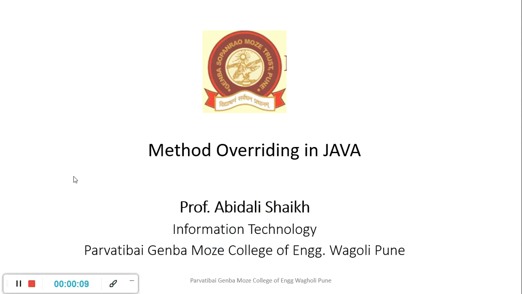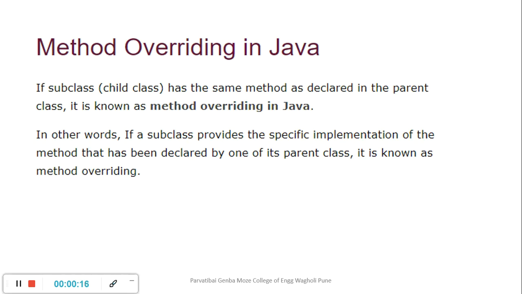Today we are going to see method overriding in Java and how it is used in polymorphism. So what is method overriding? If a subclass has the same method as declared in the parent or superclass, then we call it method overriding. In other words, if a subclass provides a specific implementation of a method that has been declared in a parent class, then it is also known as method overriding.